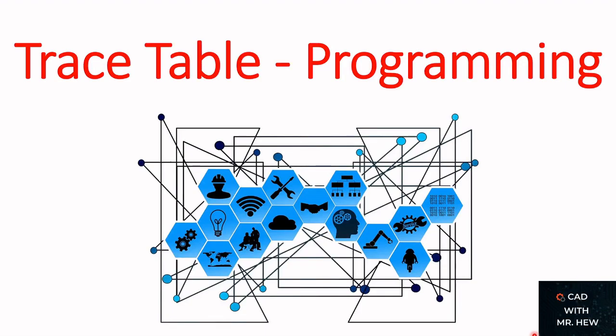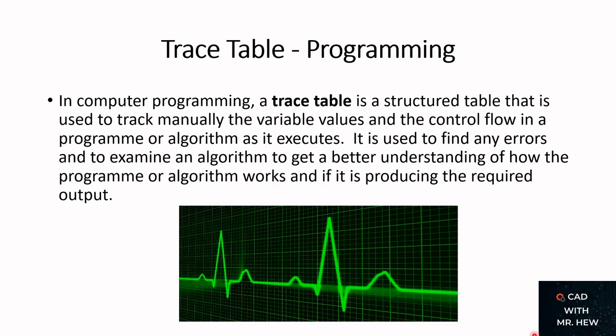In today's video, we're looking at the trace table that is used in programming. In computer programming, a trace table is a structured table that is used to track manually the variable values and the flow control in a program or algorithm as it executes. It is used to find any errors and to examine an algorithm to get a better understanding of how the program or algorithm works and if it is producing the required output.